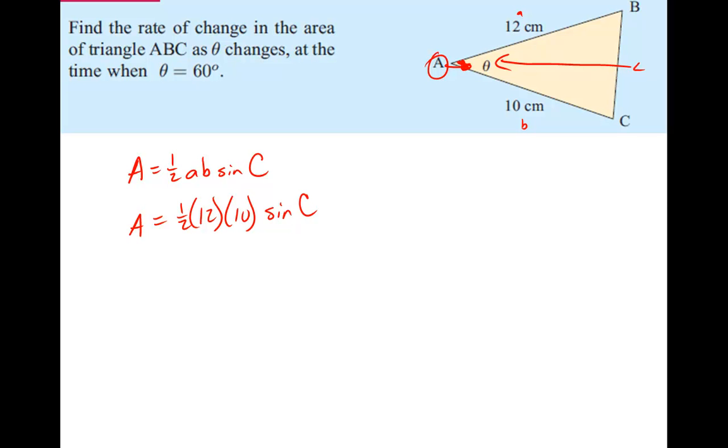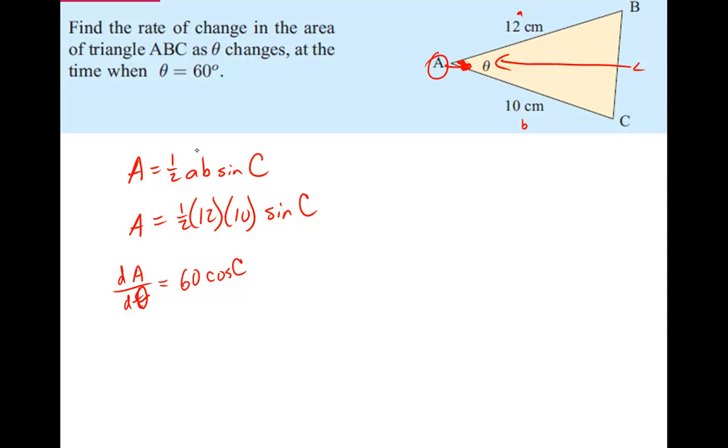Okay. Now I need to take the derivative of that, right? And so we're going to take the derivative because I'm finding the rate of change in the area. So the rate of change in the area would be dA dt. Sorry, not dt, as the angle changes. So as the angle changes, we'll go 1/2 times 12, which would be 6, so 60. And then the derivative of sine is cosine. Right? So there you go. We got 60 cosine C.